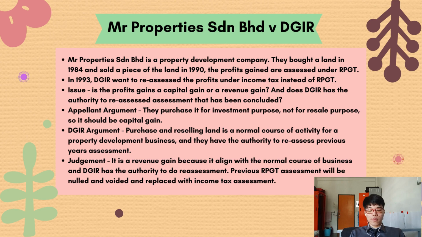So this is a final decision, even though the Mr. Properties Sdn Bhd argue that first of all, they bought it for investment purpose, but it has been refuted by the DGIR. The second point is, they say that all this profit has already been concluded and assessed under RPGT, so the DGIR does not have the authority to reassess the previous year assessment again. But according to the Income Tax Act, the DGIR has the authority to reassess previous year income tax assessment. So the appeal from Mr. Properties Sdn Bhd was dismissed.